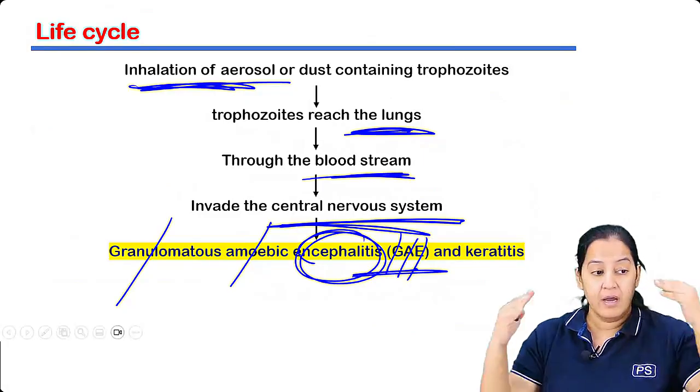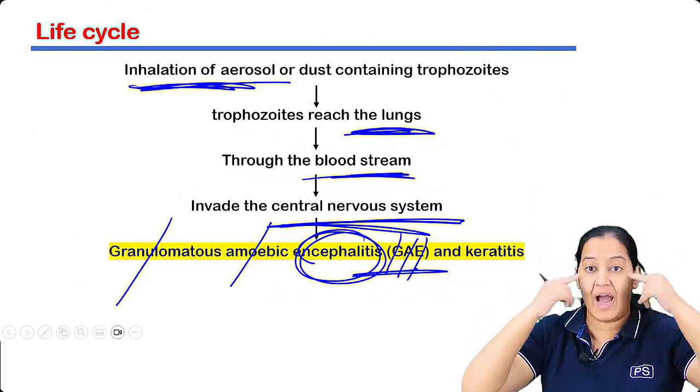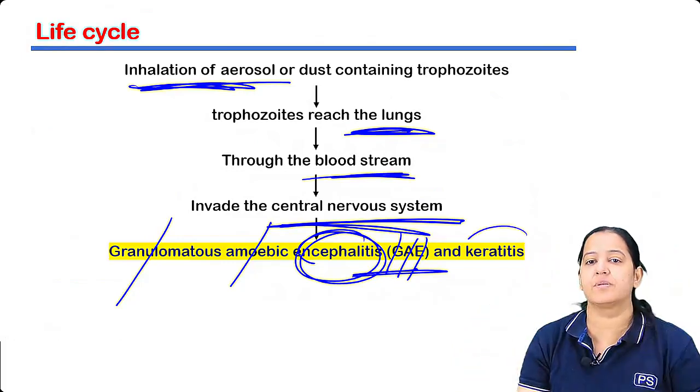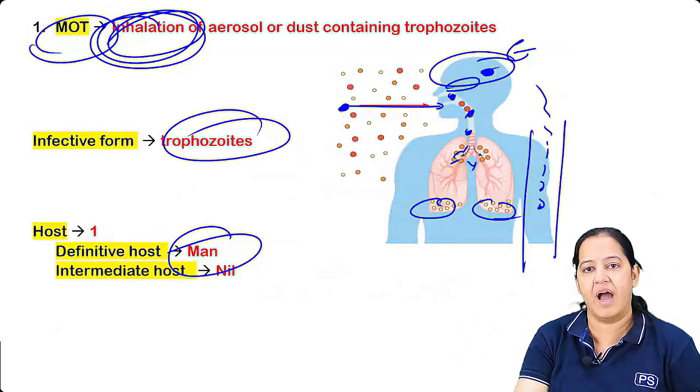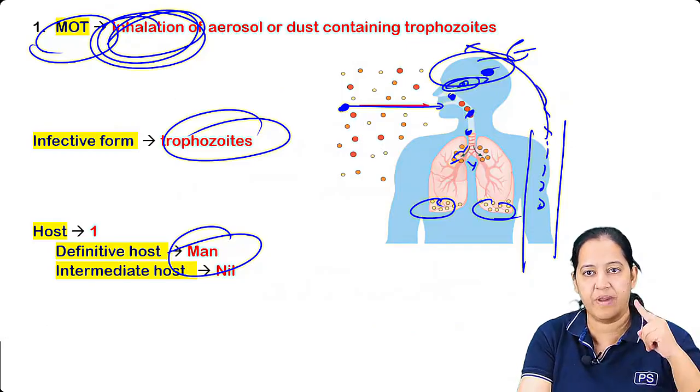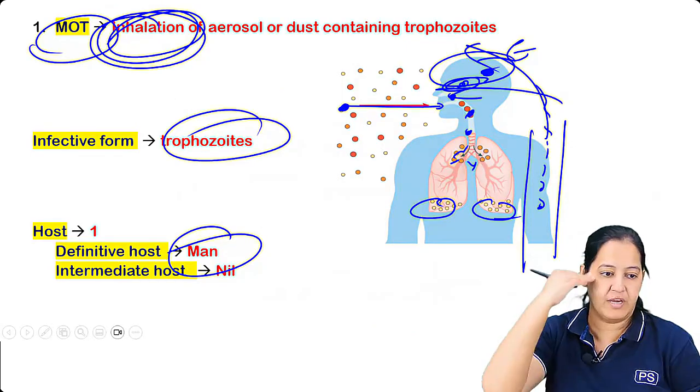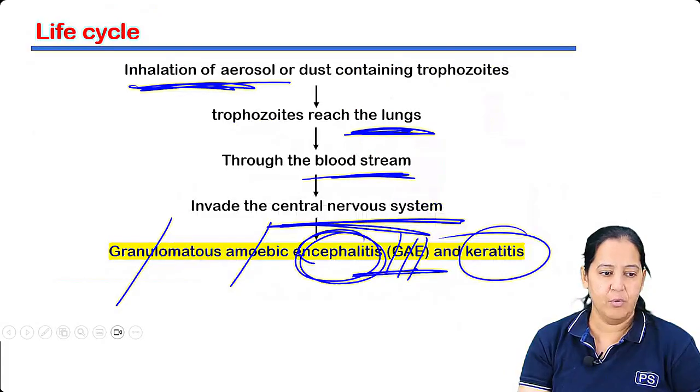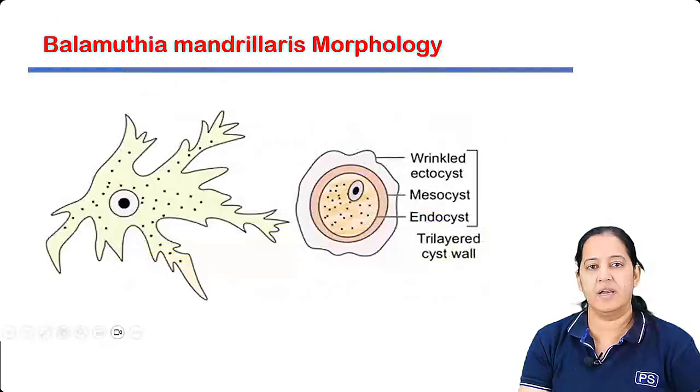Okay. From the blood, it is going to the brain and also to the eyes. In the eyes, it causes keratitis. From the blood to brain and eye, so brain and eye both are involved. Okay, got it? So that is the thing.